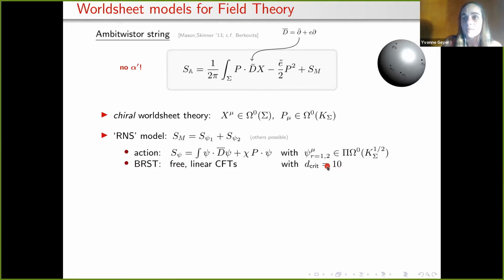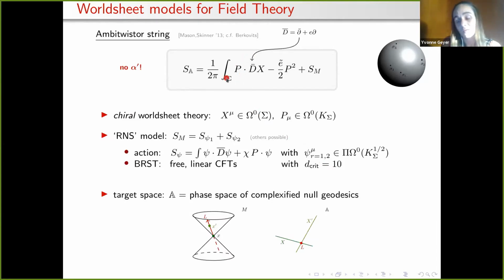Now, why is this a model for field theory? We can gain a first intuition by looking at what the target space of this model is. As you can see from the action that I've written, even from just the bosonic part, it maps into P and X, both with Minkowski indices, modulo P squared equals 0. So this maps us to the phase space of complexified null geodesics, which is also known as ambitwistor space, hence the name. And this gives us a very good intuition that this might be a very suitable model for describing massless field theories.